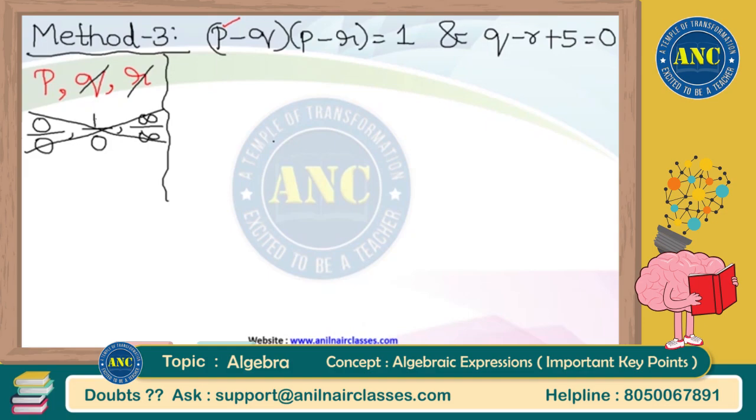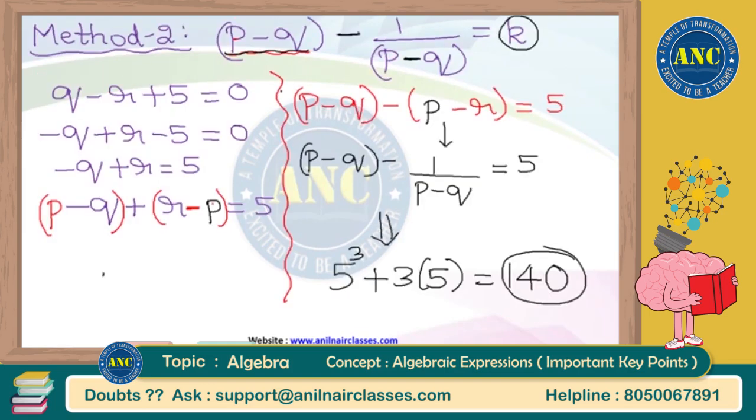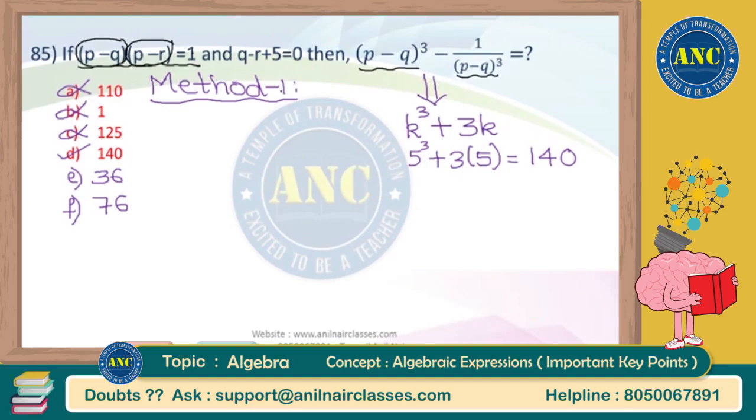That is also very important, sir, right? It is not just putting some random variable 0. It is also important to know which variable you should put as 0. Now see here, this condition is given in the question, p minus q into p minus r equal to 1. I wrote it in method 3. This other condition, q minus r plus 5 equal to 0, that also I wrote. Let me write down this also.